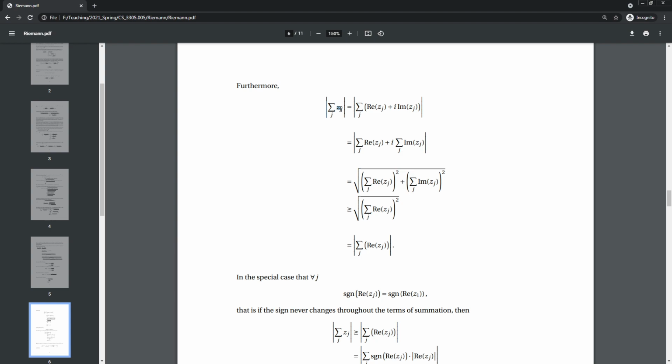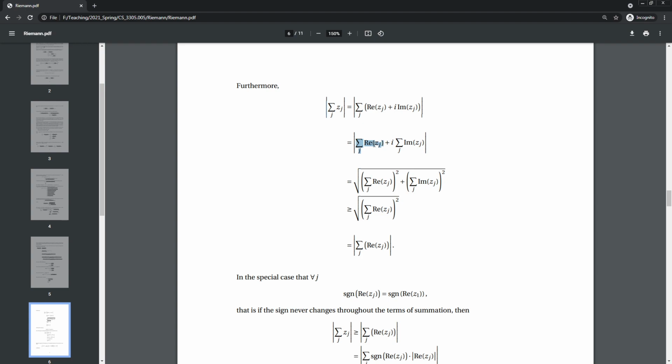So some of these may be negative, some of them may be positive, because we're looking at complex numbers. Some of these may be negative, some of these may be positive, etc. Right? But we're going to apply that result, right? So you break z up into its real part and its imaginary part, and then you can break it up into two sums. Right?